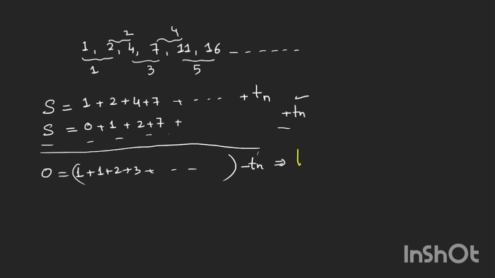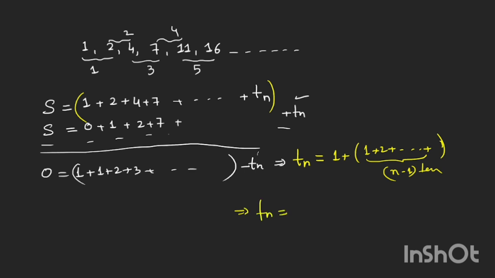So from here take Tn to the LHS. Tn is 1 plus, how many terms do we have? From here till here we have n terms, so remove 1, so 1 plus 2 plus 3 and so on. We are left with n minus 1 terms, which is the sum of n minus 1 consecutive natural numbers, so n minus 1 into n by 2. So T200 is 1 plus 200 into 199 divided by 2, so it's 100 into 199 plus 1.